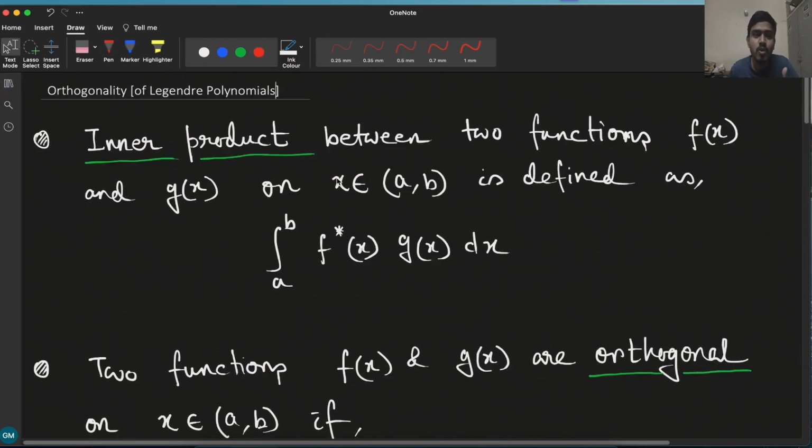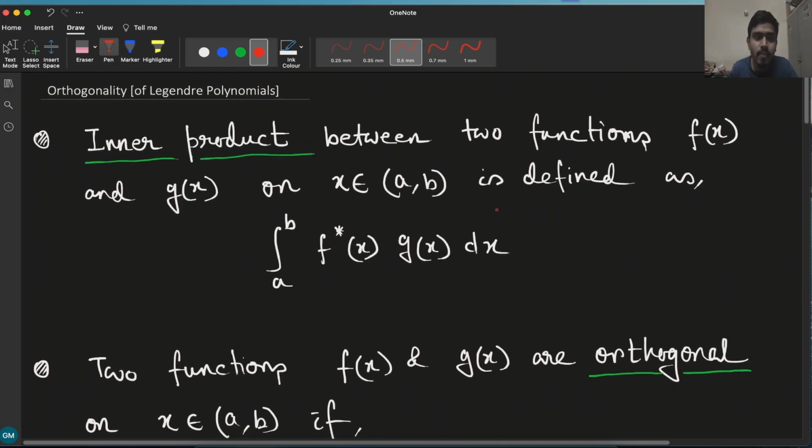I have already explained the orthogonality of functions in great detail while talking about the Legendre polynomials. So I will give the link in the description section where I talked about this orthogonality of Legendre polynomials. If you want to know more about orthogonality of these functions, then you can just go through that video.